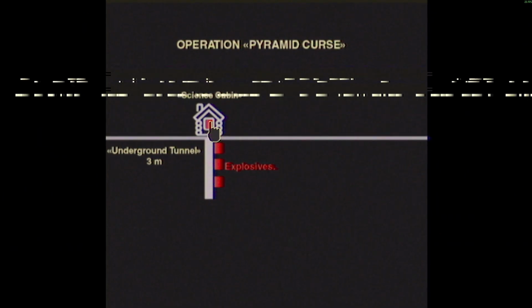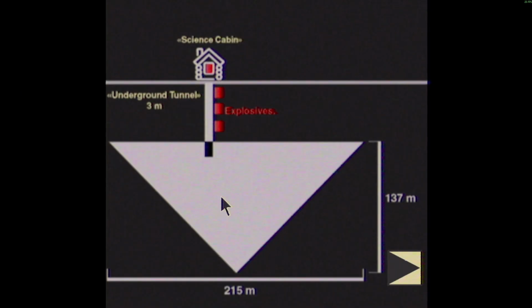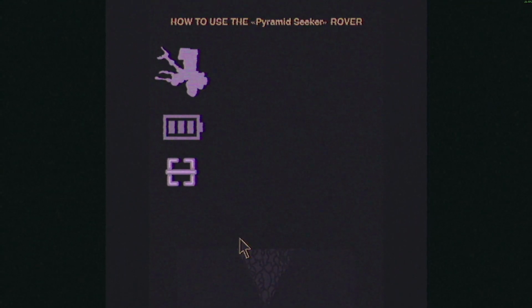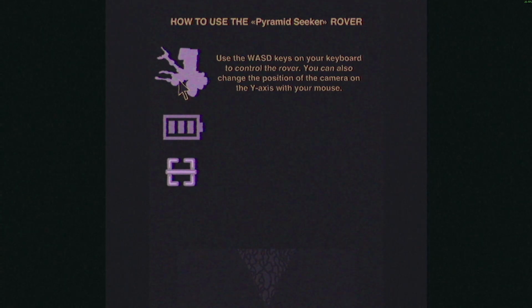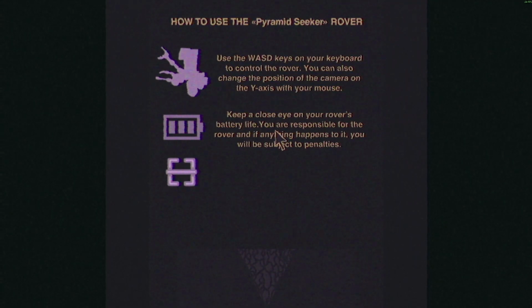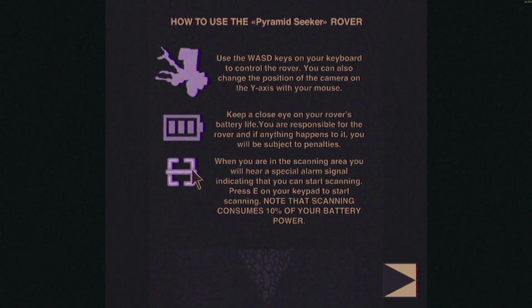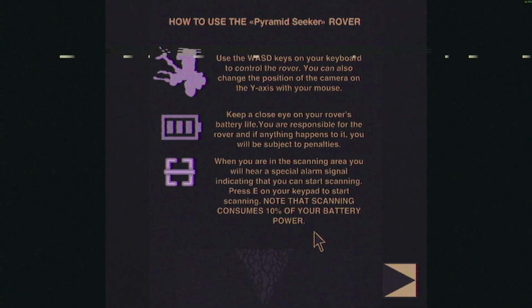Science cabin. The underground tunnel. Explosives. How to use the Pyramid Seeker rover. WASD keys on your keyboard to control the rover. You can also change position of the camera on the Y-axis of your mouse. Keep a close eye on the rover's battery life. You're responsible for the rover, and if anything happens to it, you will be subject to penalties. When you're scanning an area, you will hear a special alarming signal indicating that you can start scanning. Press E on your keyboard to start scanning. Note that scanning consumes 10% of your battery power.